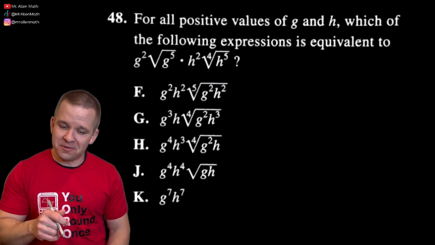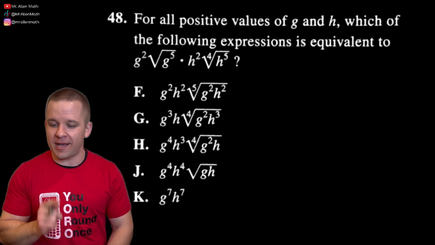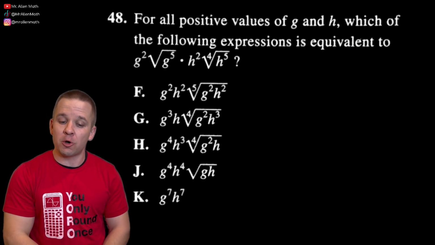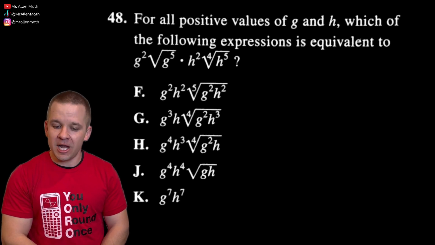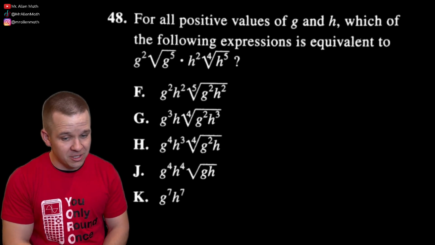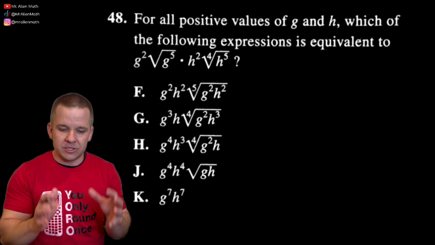All right, this one's another doozy. For all positive values of g and h, which of the following expressions is equivalent to g squared times the square root of g to the fifth times h squared times a fourth root of h to the fifth? Oh my goodness. Okay, so let's do some simplifications here.